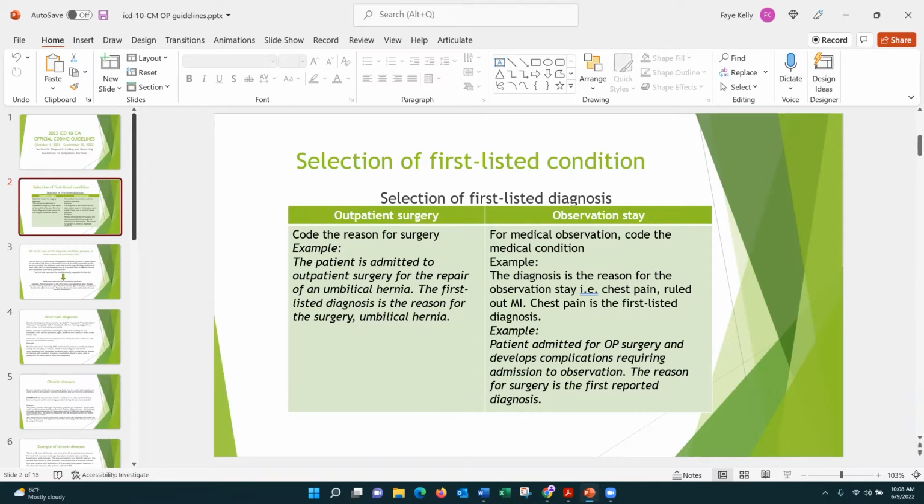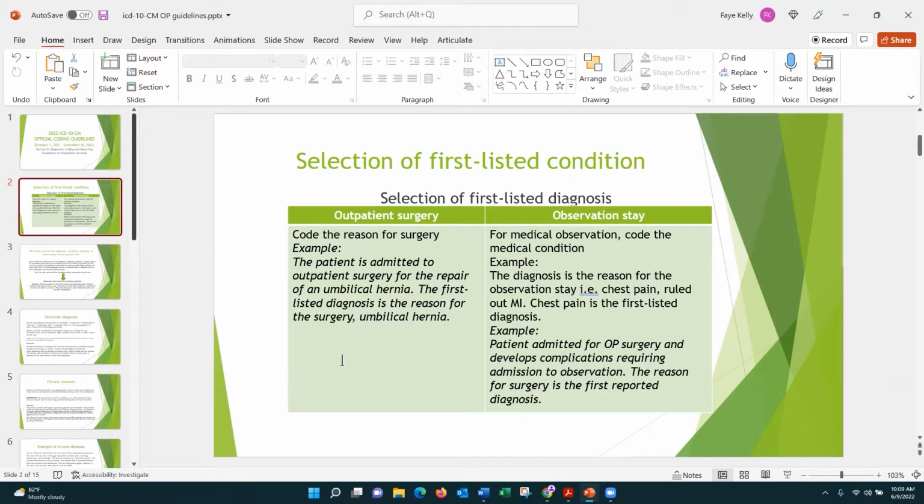What that's telling us is if the patient comes in for a tonsillectomy and the blood pressure elevates and they stop the procedure, you're still going to code that diagnosis that brought them in for that tonsillectomy. The example that I've used here, code the reason for surgery: the patient is admitted to outpatient surgery for the repair of an umbilical hernia. Your first listed diagnosis is going to be your umbilical hernia.